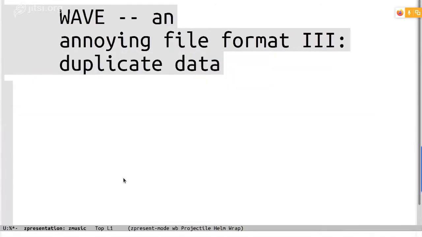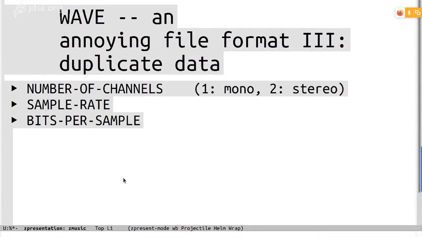Okay, there's also duplicate data in the wave file. The wave file is a series of fields. Some fields make sense. You have the number of channels: are you in mono? Are you in stereo? You have the sample rate: how many times per second are you taking a measurement of the sound wave? And every time you take a measurement, how many bits are in there?